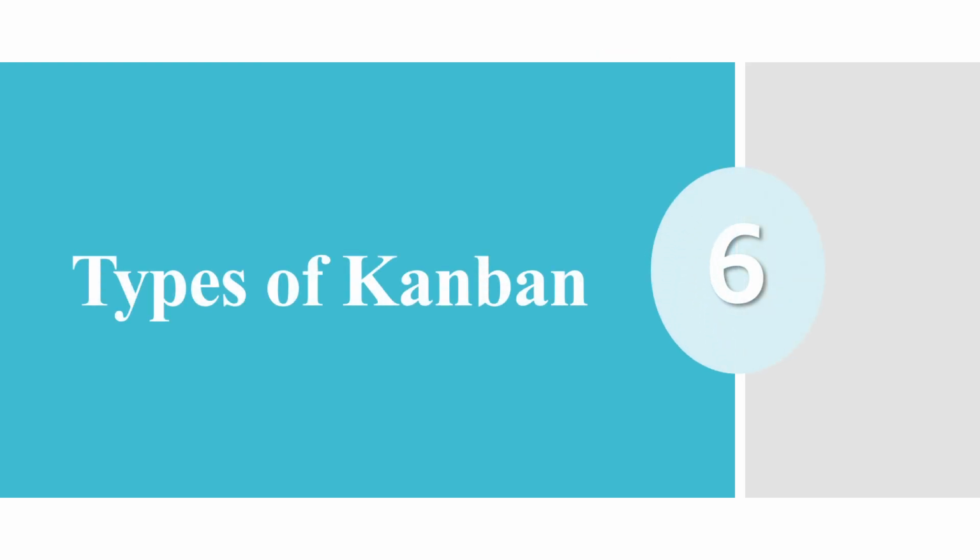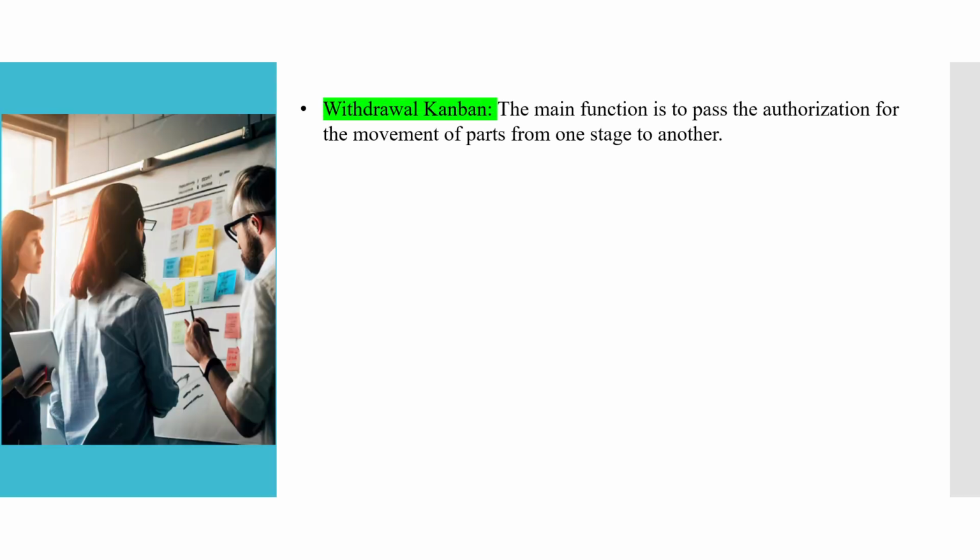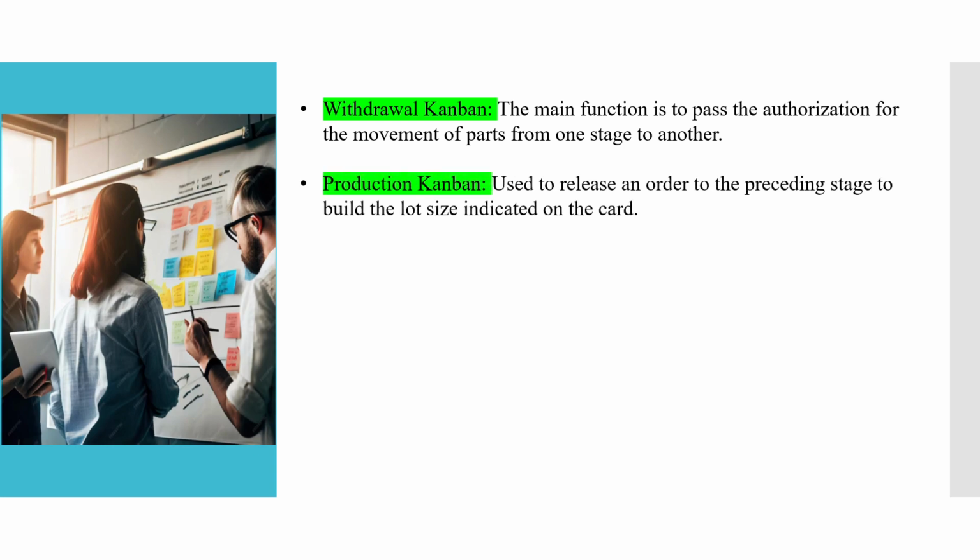Next, we have to study what are the different types of Kanban. First is withdrawal Kanban. The main function is to pass the authorization for the movement of parts from one stage to another. So if you want to pass the parts from one stage to another, you have to use withdrawal Kanban. Next is production Kanban. It is used to release an order to the preceding stage to build the lot size indicated on the card. So when you have to release a particular order, you have to go for production Kanban.